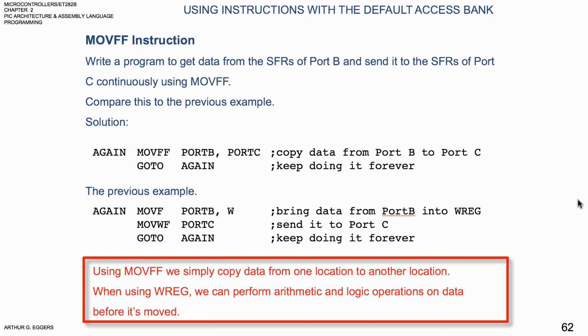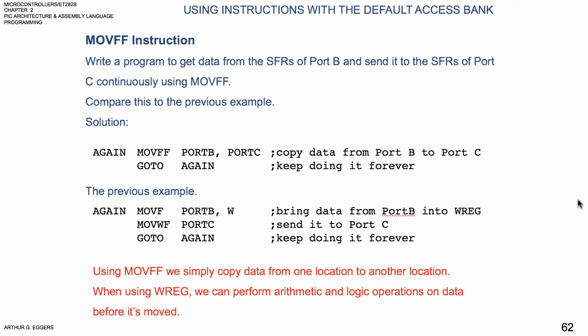So using the MOVFF, we simply copy data from one location to another, but when we use a working register, we can perform intermediate steps like arithmetic and logic operations on the data before it's moved. So it comes down to what you need to do with the data before it goes to a destination. If it's going to require some arithmetic and logic operations, then you might want to use the MOVF or MOVWF, where the working register is also involved.